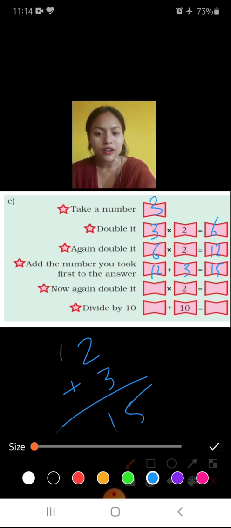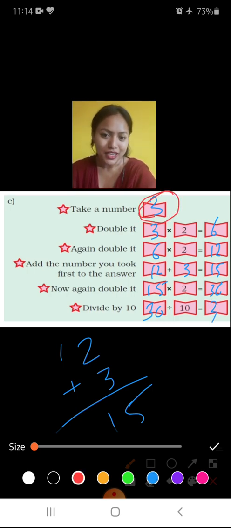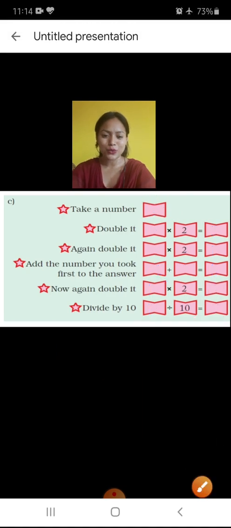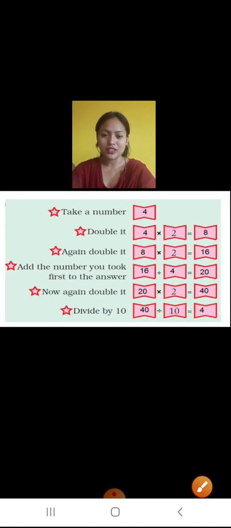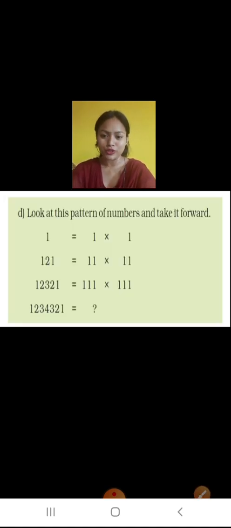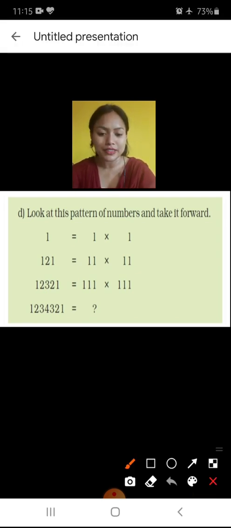Now again double it. I have to double 15, so 15 multiplied by 2 is 30. Now it says divide by 10. 30 divided by 10 is 3. So what's the magic here? You can see this number is 3 and this number is also 3. The answer and the first number I took are the same. So this is also a magic one. You can see in this case they have taken 4 and the answer is the same, 4 and 4, in both cases.